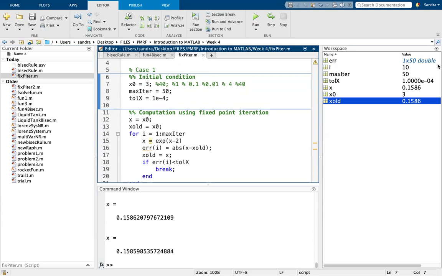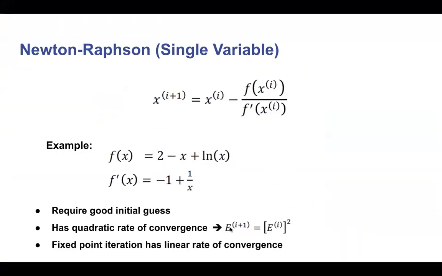So I hope the fixed point iteration is clear to you. Now let us move on to the next section. The next section is also an open method. This is called Newton-Raphson's method. So let me just check the time. Yeah. So the Newton-Raphson method is also an iterative method, just that here you have a fixed functional form.